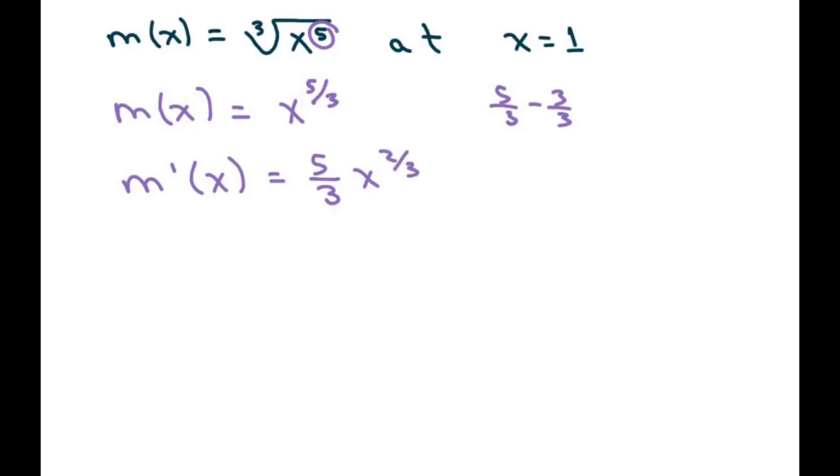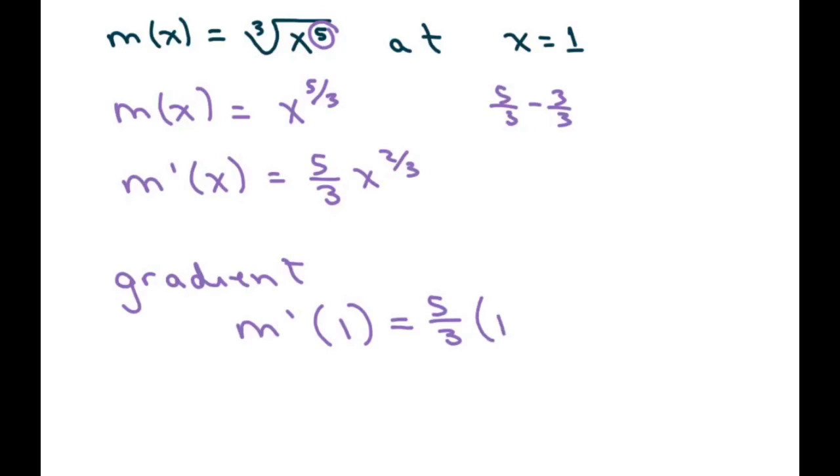And now to find the gradient, we're going to evaluate our derivative at 1, and that's just going to equal 5/3 times 1 to the 2/3, which is just 1. So our answer is 5/3.